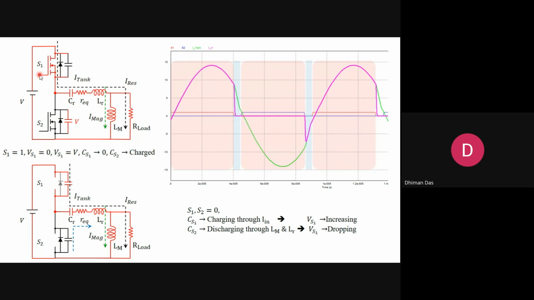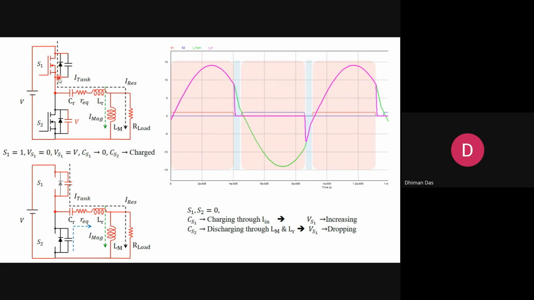So when S1 is on, the voltage across S1 is 0. So the capacitor across this top switch, CS1, is also 0. That means it is discharged. And the opposite switch is off. So the voltage across this switch is V, and the capacitor across the switch is charged to the value of V.